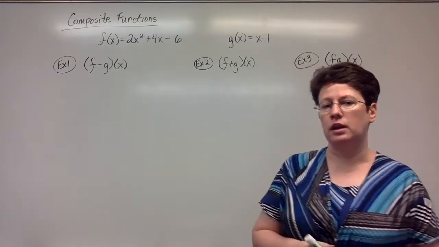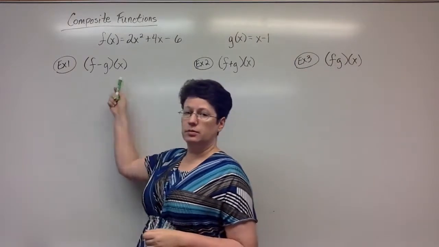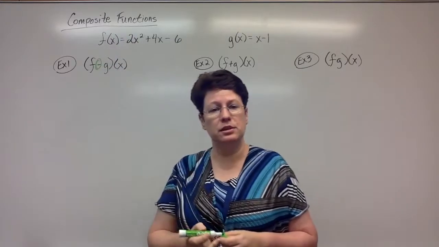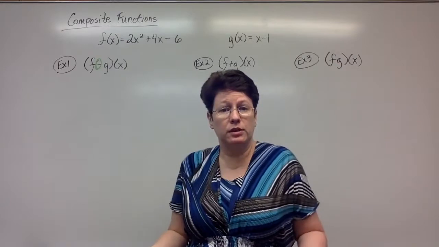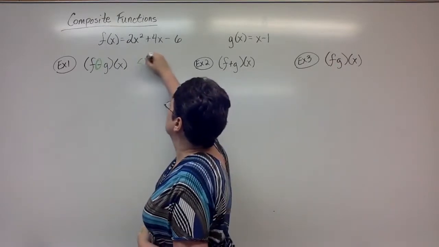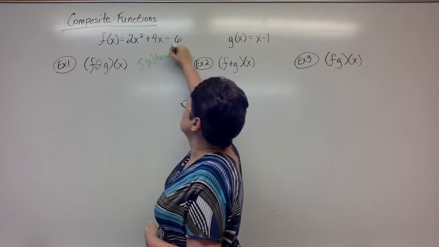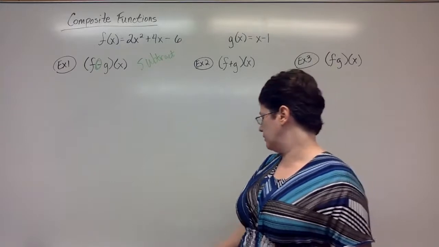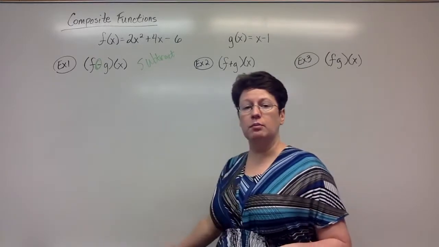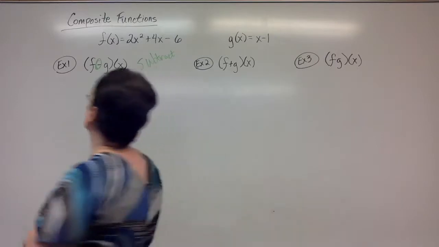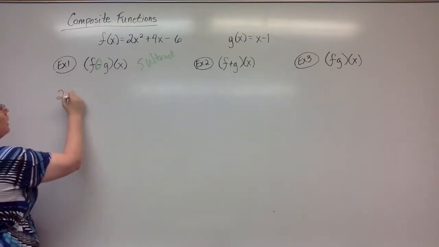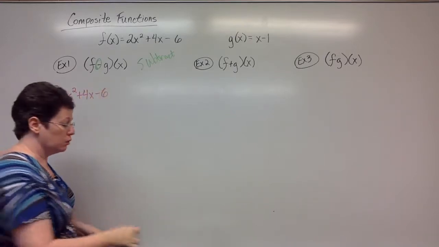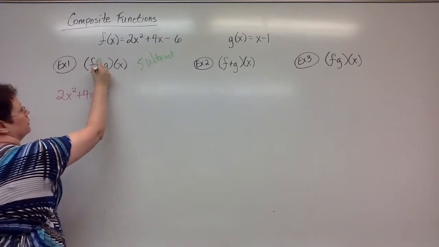So in example 1, I see this notation. What does it mean? Notice the symbol. The symbol is a negative, a subtraction symbol. So guess what? We're going to subtract. With subtract, does the order matter? Yes. So which letter comes first? F comes first. So I'm going to write my F function first. So I have the 2x squared plus 4x minus 6. All right? We're subtracting. We just figured that out.